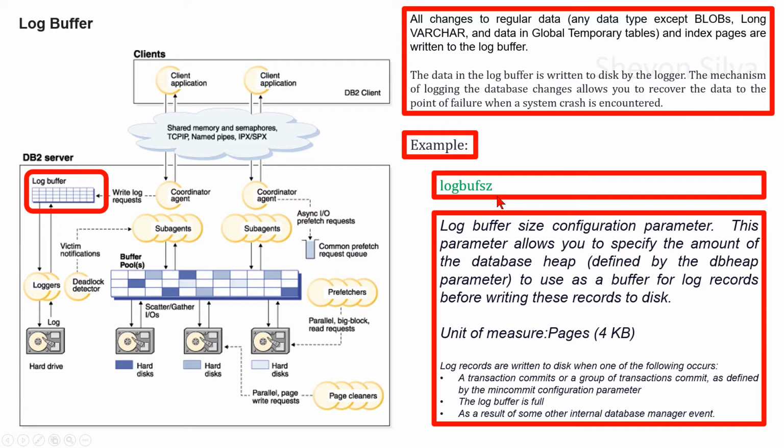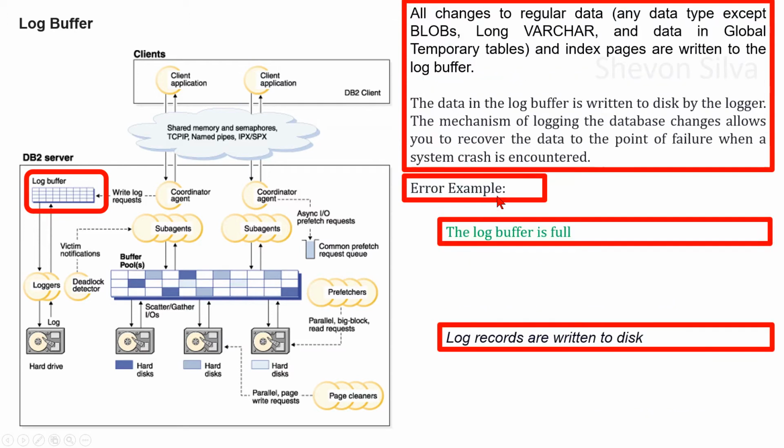Log records are written to disk when one of the following occurs: a transaction commits or a group of transactions commit, as defined by the mincommit configuration parameter; the log buffer is full; or as a result of some other internal database manager event. As an example, we can consider the log buffer is full situation. Then the log records are written to the disk.